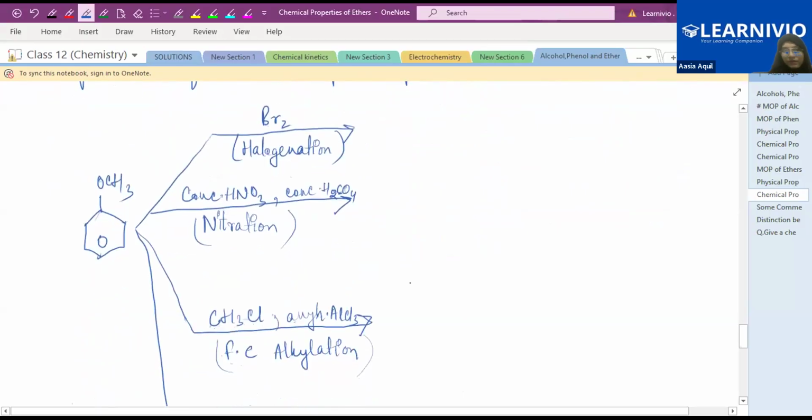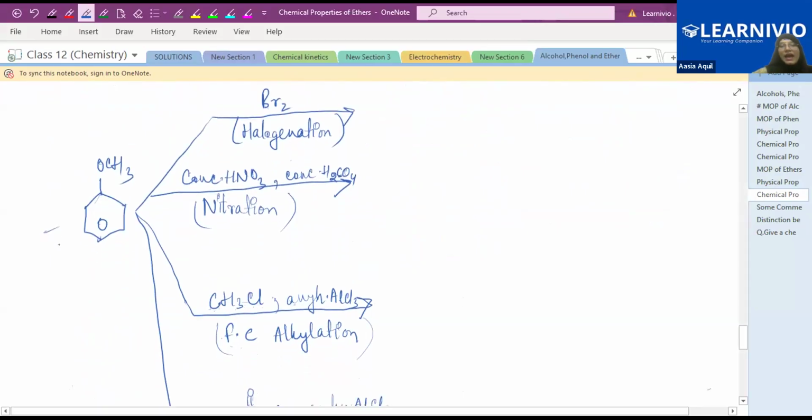See this, this is your anisole. One by one, we will see the different electrophilic aromatic substitution reactions, right? First is when you do the halogenation. In halogenation you can also use Cl2, that is chlorination. Here I'm just using bromine, so this process is known as bromination. So anisole undergoes bromination, which is a halogenation.